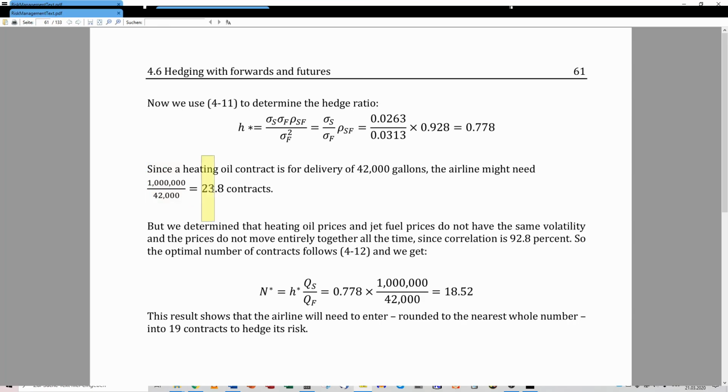So we need 23.8 contracts. But we can't buy 23.8 contracts, and on the other hand, we don't need that many because we only have a hedge ratio of 0.778. So we have to multiply the hedge ratio with the number of contracts that we need, so we come to 18.52 contracts, which are not available. So we will round that to the nearest whole number and take 19 contracts to hedge that risk.